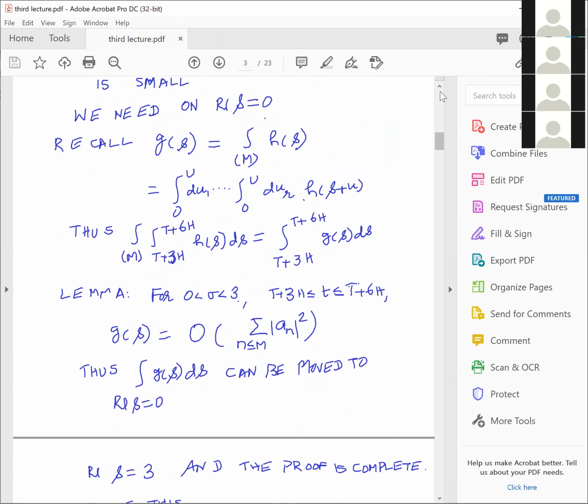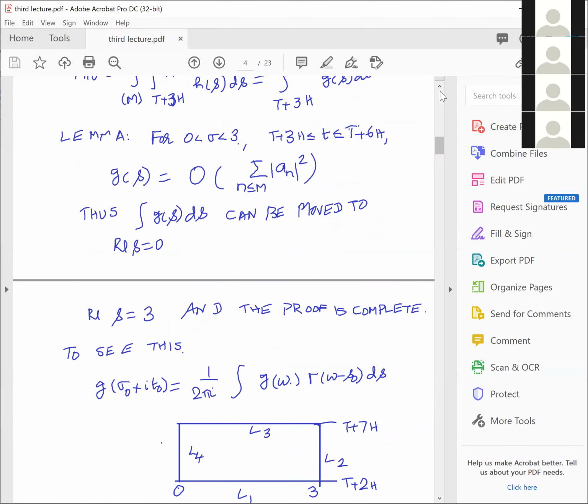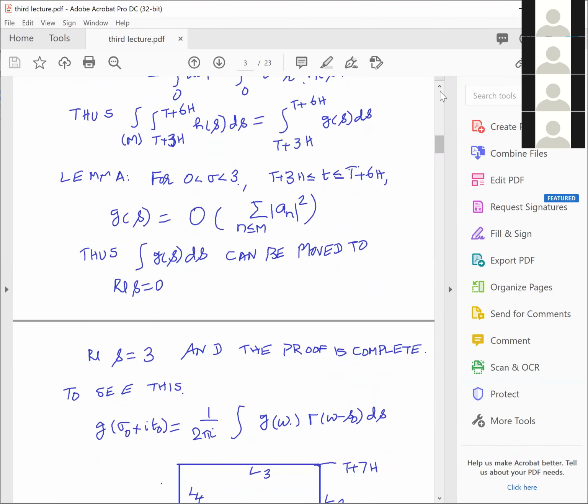And this is the estimation which I want to prove. That G of s is small. G of s is the summation of mod a_n squared. And once G of s is small, then G of s can be moved to the real s equal to 3, and the proof would be complete. And to say that, therefore, we have to prove that G of s is small.